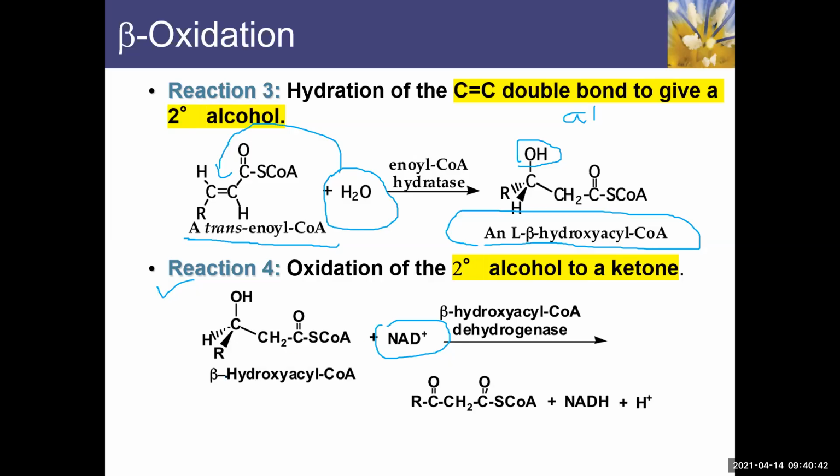And if you see here, I have beta hydroxy acyl CoA. I have an alcohol here. Look at the functional group. I have an alcohol over here, and what did I convert it to? Can anyone tell me which functional group we have here? What is this? Can you identify the functional group in the product in step 4?